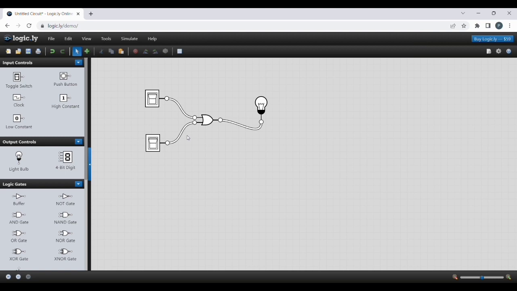Okay. When both the inputs are 0, the output will be 0. When any one input is 1, the output will be 1. When both the inputs are 1, the output again will be 1.